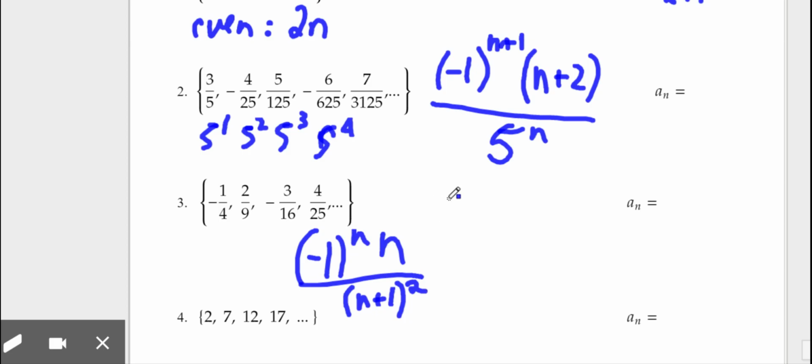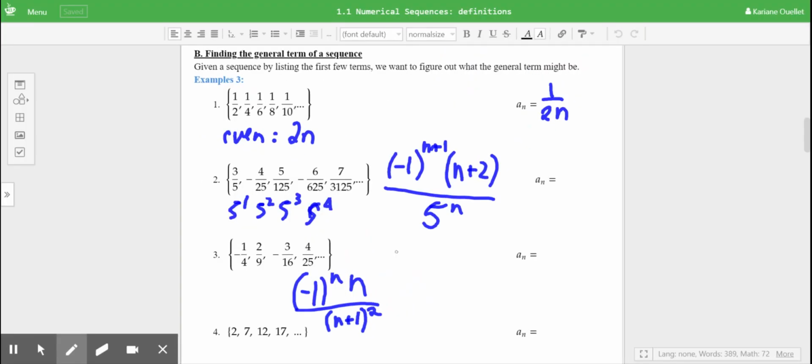Let's do the last one just to be sure that you get it. If you want to pause and try it beforehand, please be my guest. It's a good idea to do that.